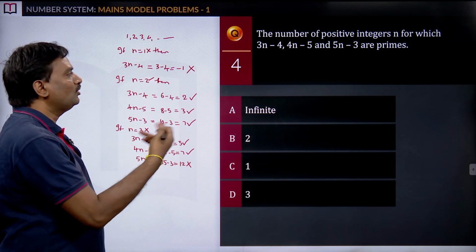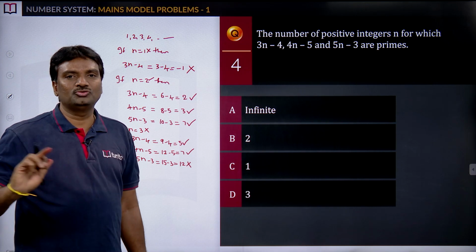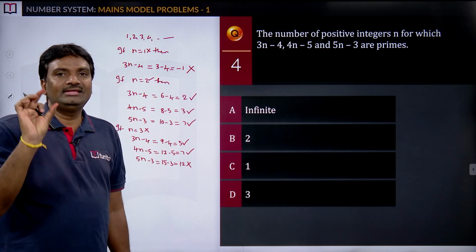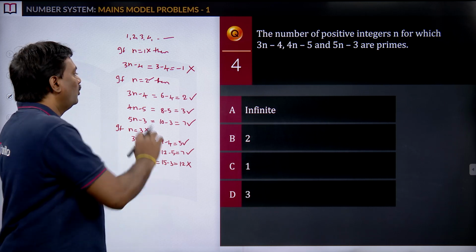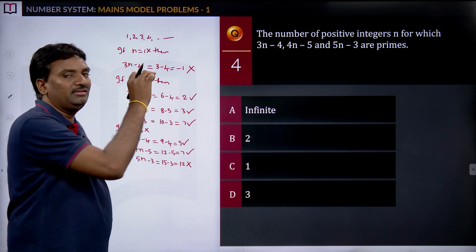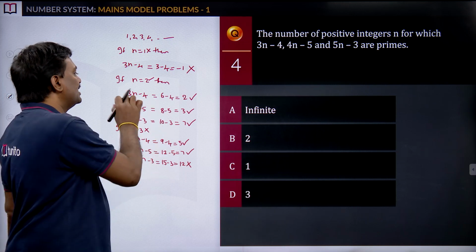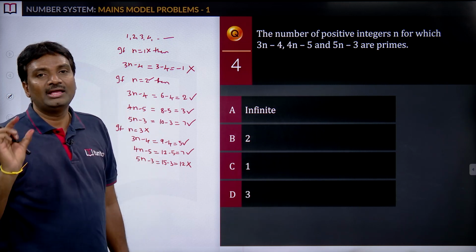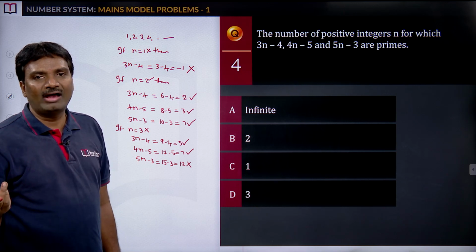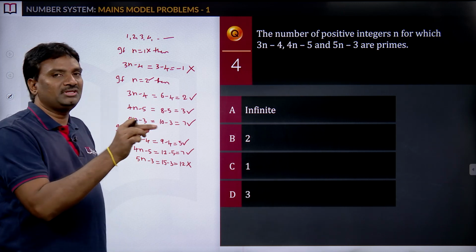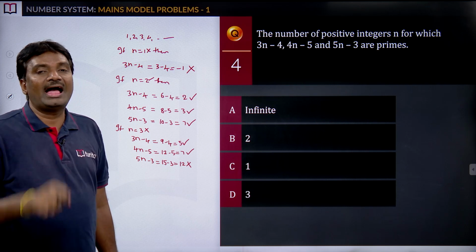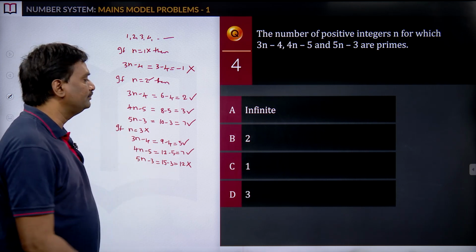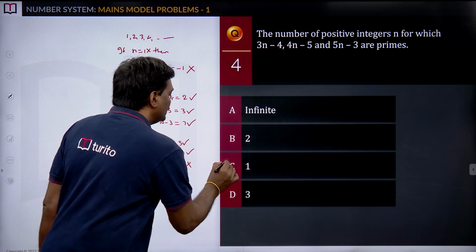Similarly, if you take n equal to 4, n equal to 5, n equal to 6, and so on, out of these 3 you must get one that is a composite number. Only for n equal to 2 will you get all the 3 numbers, 3n minus 4, 4n minus 5 and 5n minus 3, as prime numbers. For the remaining values of n, out of these 3 you will get at least one as a composite number. So, that is why there exists only one solution, that is option C.